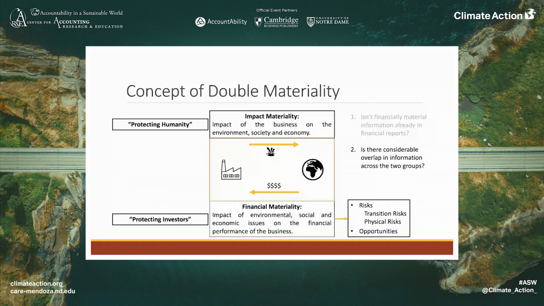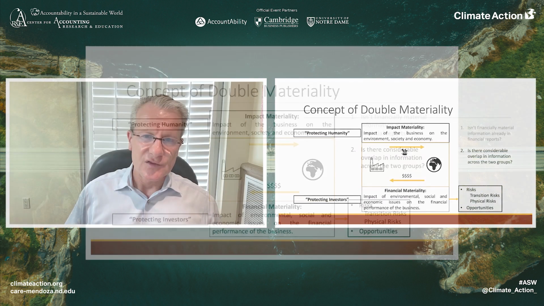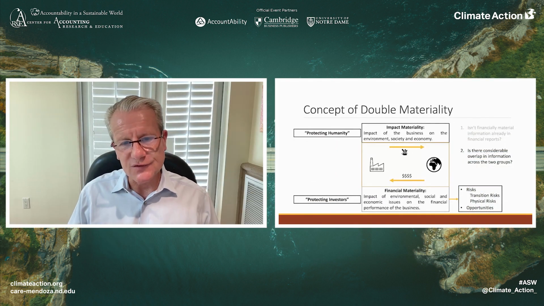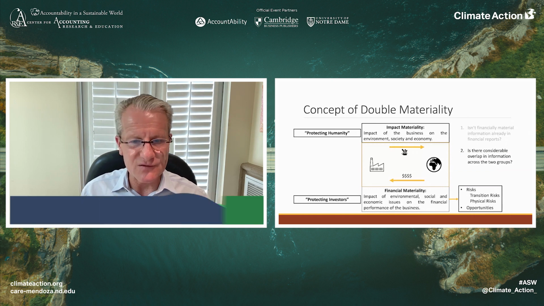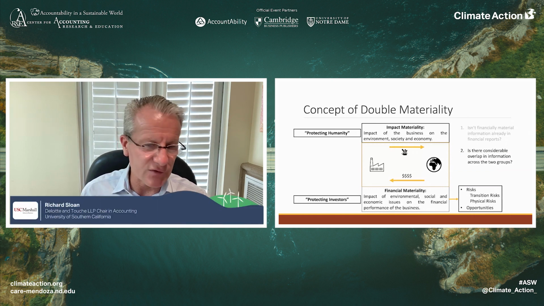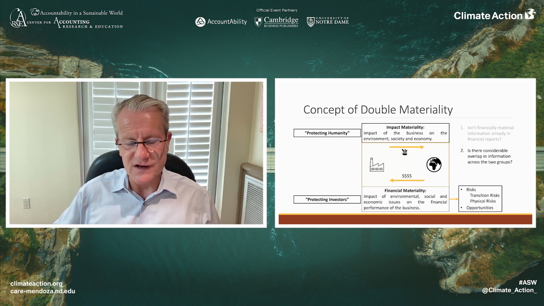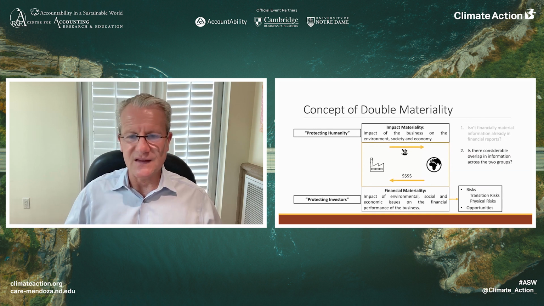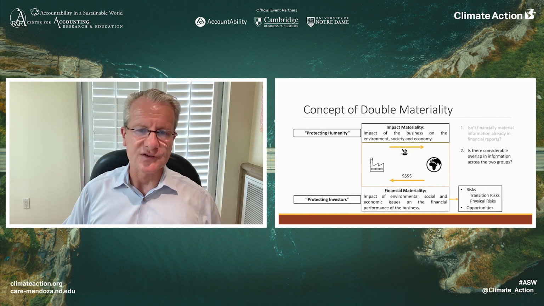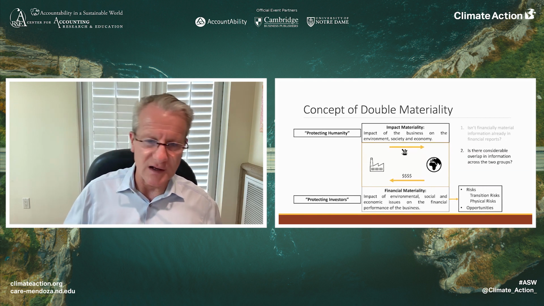The second question that comes up is, is there considerable overlap in information across the two groups? Sometimes it's referred to that there is. That's far from clear to me. Now, don't forget here that the reason we have a lot of these issues of sustainable development is because many of these consequences that businesses have on society are externalities. Take, for example, greenhouse gas emissions. Companies bear little of the cost of their own greenhouse gas emissions. They're spread broadly over society and the global economy at large.